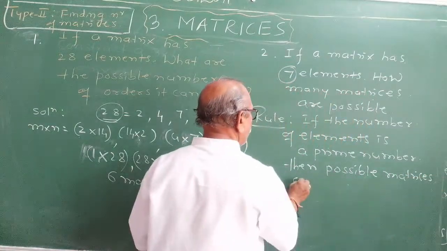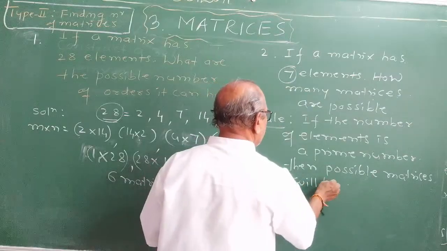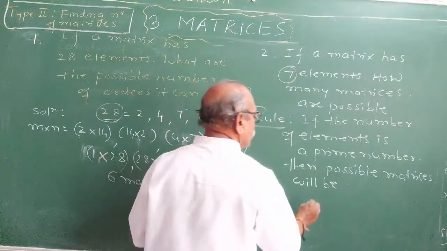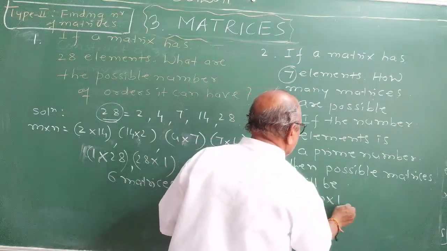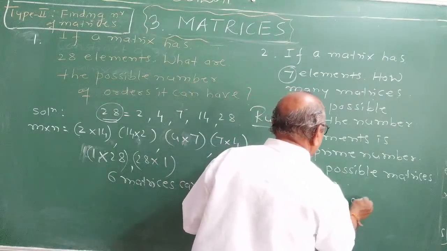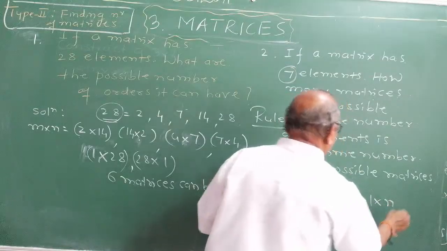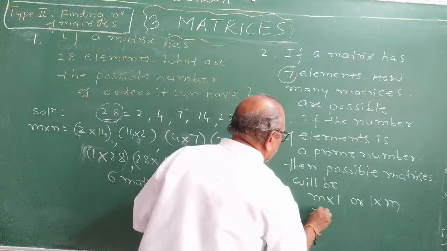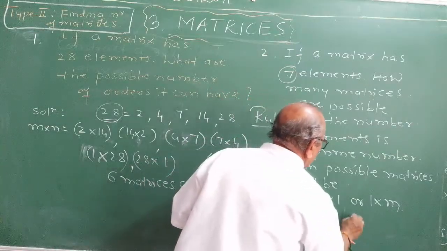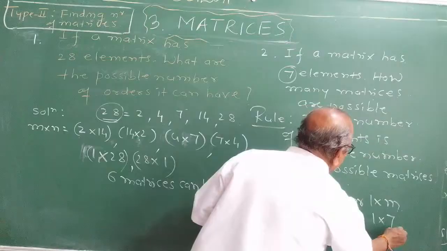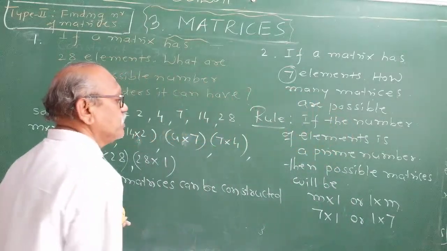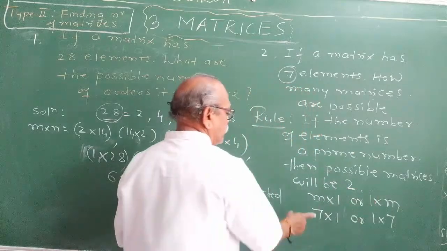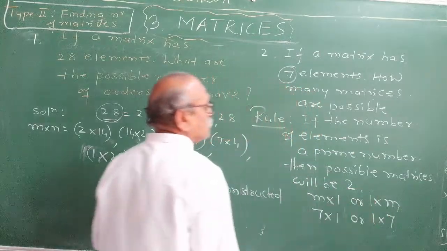either m by 1 or 1 by m. Here 7 is given. Therefore, one possibility is 7 by 1, or you can have 1 by 7. Only 2 matrices are possible. Remember, it will be only 2. What are they? 7 by 1, 1 by 7.